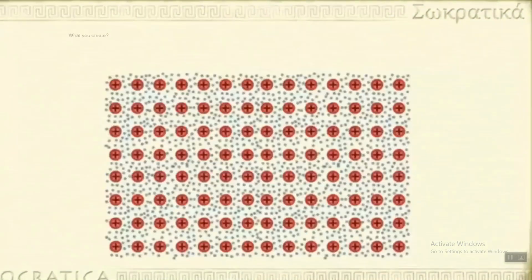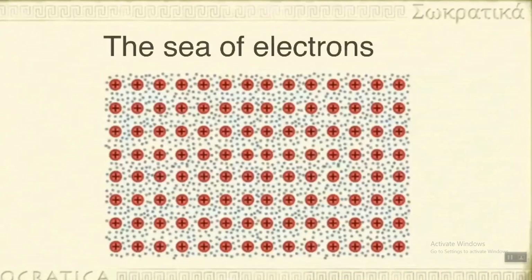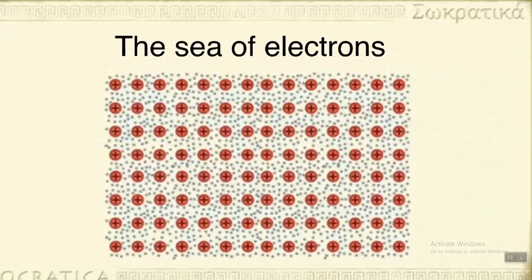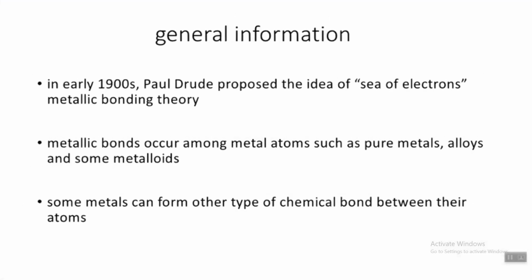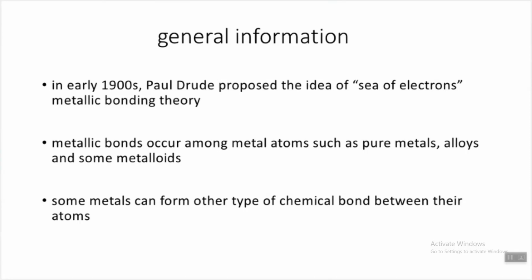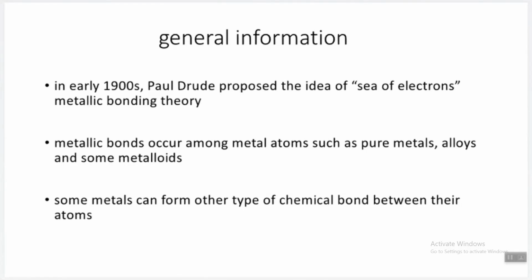So what you create is the sea of electrons that have a negative charge, and the protons are going to be held on the inside of that. So this is some general information. Paul Drude proposed the idea of the sea of electrons metallic bonding theory.